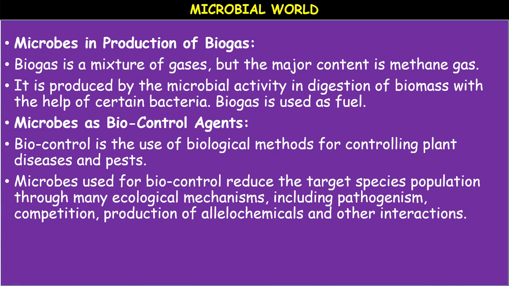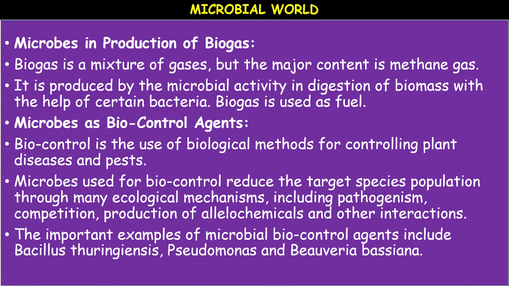Microbes used for biocontrol reduce the target species population through many ecological mechanisms, including pathogenism, competition, production of allelochemicals and other interactions. The important examples of microbial biocontrol agents include Bacillus thuringiensis, Pseudomonas and Beauveria bassiana.